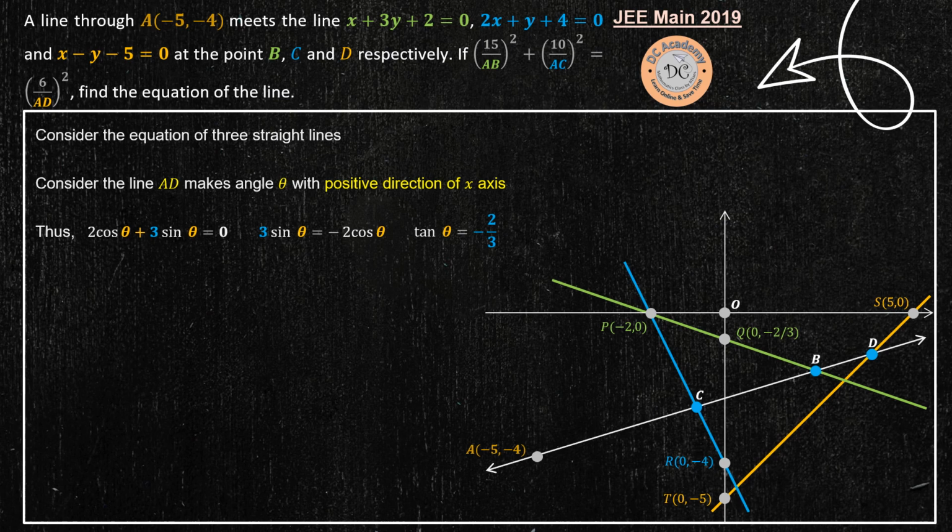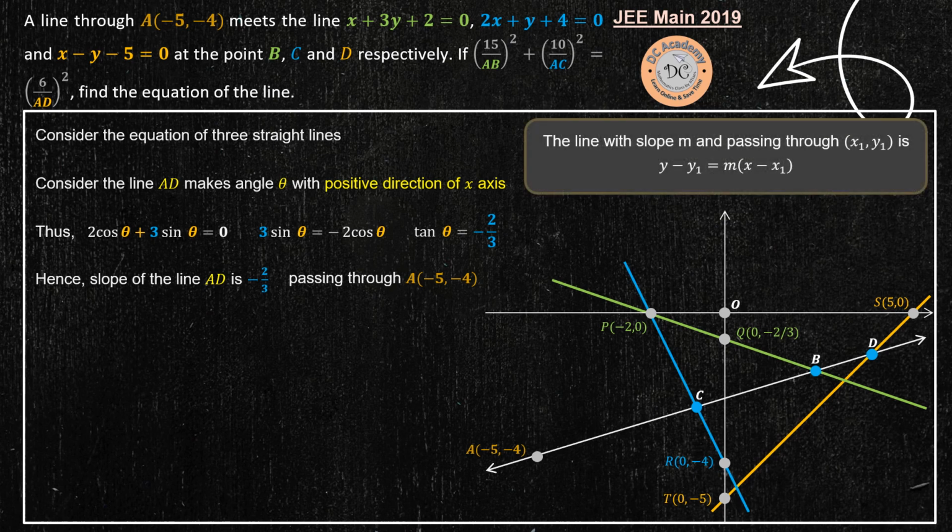What is tan theta? Here we observe that AD makes an angle theta with the positive direction of the x-axis. So therefore, the slope of AD will be tan theta, which is minus 2 by 3. The line AD also passes through the point A(-5, -4). Now we know that the equation of a line with slope m and passing through the point (x1, y1) is y minus y1 equals m times (x minus x1). Now, if we put the appropriate values, y1 is minus 4, x1 is equal to minus 5, and slope is minus 2 by 3.